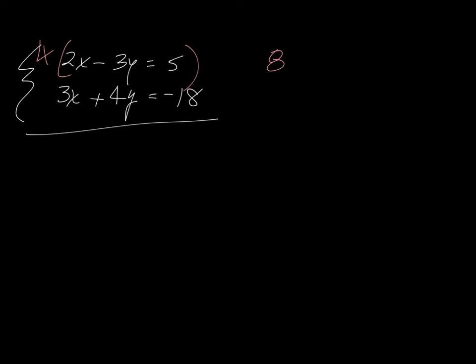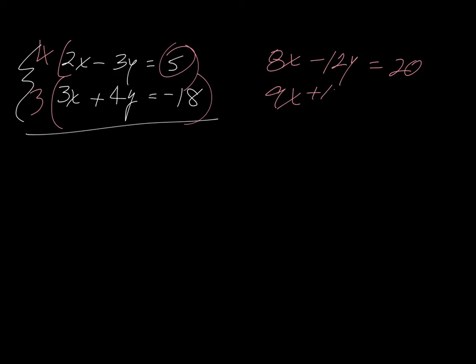We get 8x minus 12y equals 20. One of the things a lot of students do is they forget to multiply by the 5 to get the 20 there. Don't do that. Okay, we're going to multiply this by a 3. That gives me 9x plus 12y equals 54.